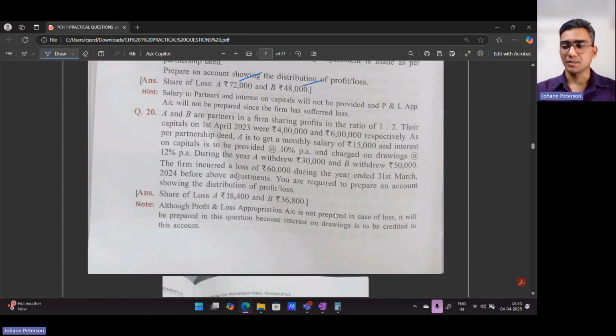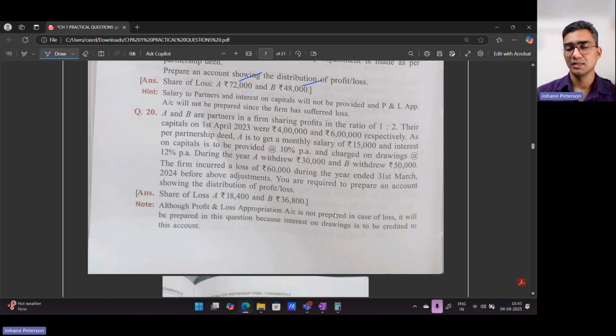Let's see this next one. It says A and B are partners in a firm sharing profits in the ratio 1:2. Their capitals on 1st April 23 were 4 lakh and 6 lakh respectively. As per the partnership deed, A will get a monthly salary of 15,000 and interest on capital is to be provided at 10% per annum and charged on drawings at 12% per annum. During the year, A withdrew 30,000 and B withdrew 50,000.